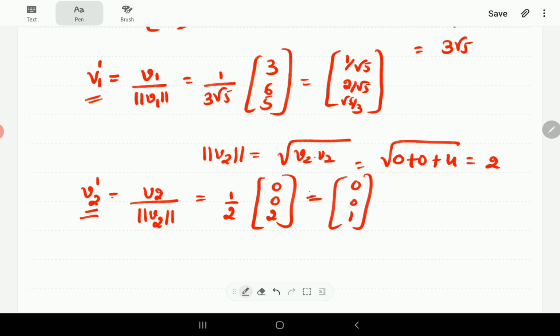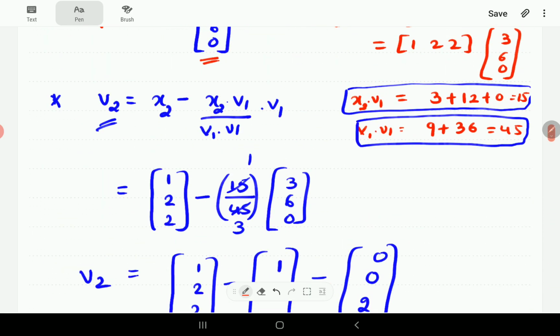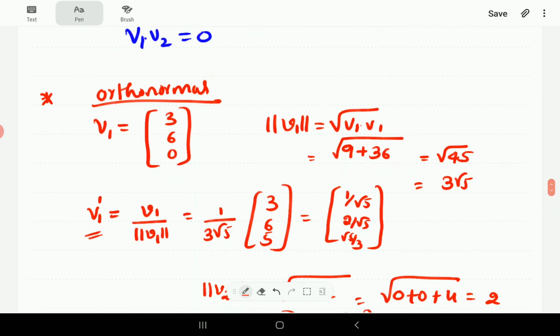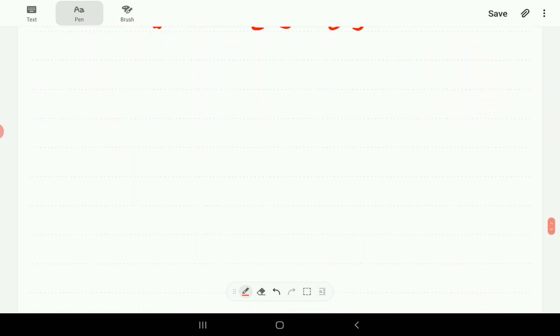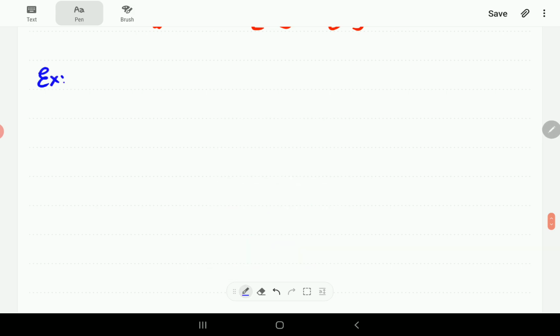Carefully, if you notice, the length of this vector is simply 1, so they are orthonormal. Now v1 dash and v2 dash are orthonormal vectors. Like this, we can produce the orthogonal vectors by using the Gram-Schmidt process. So let me take another example where we will do this one.